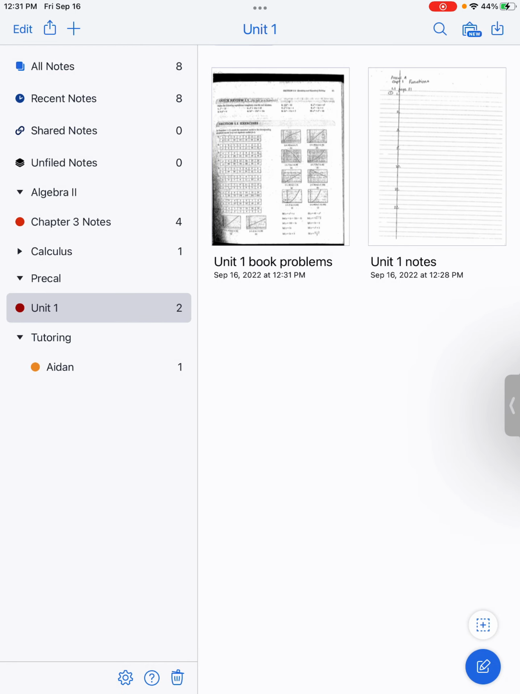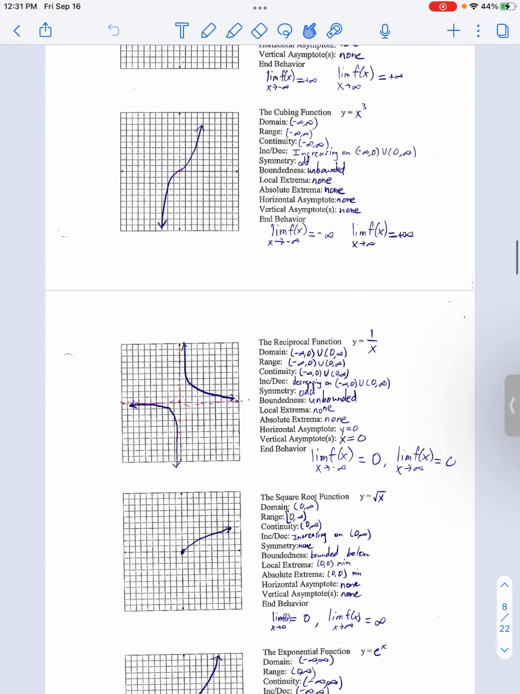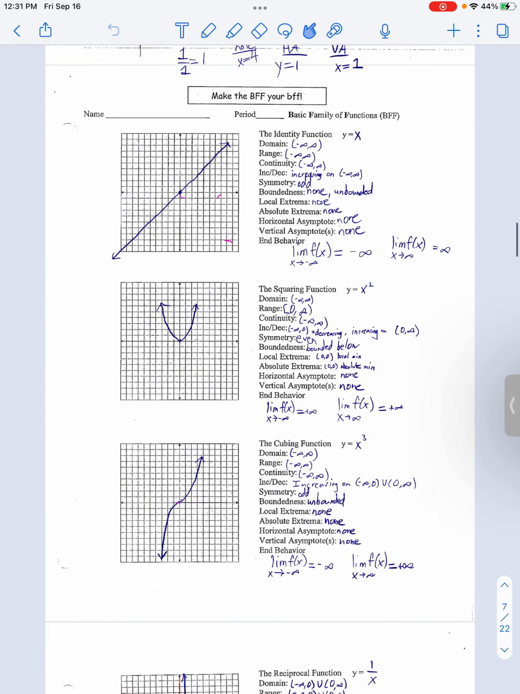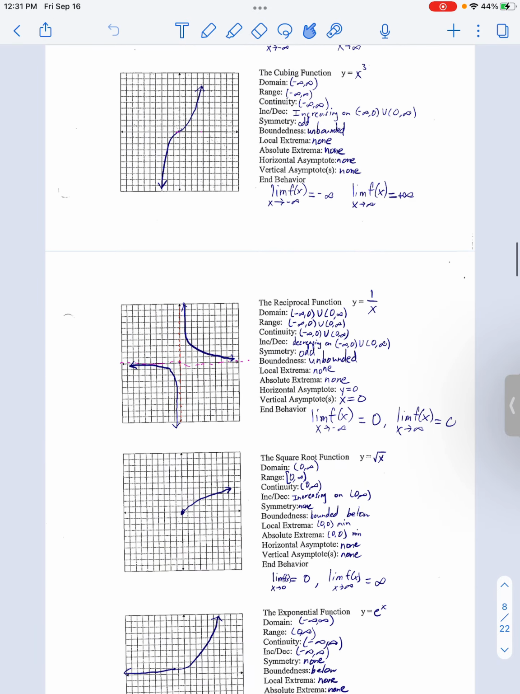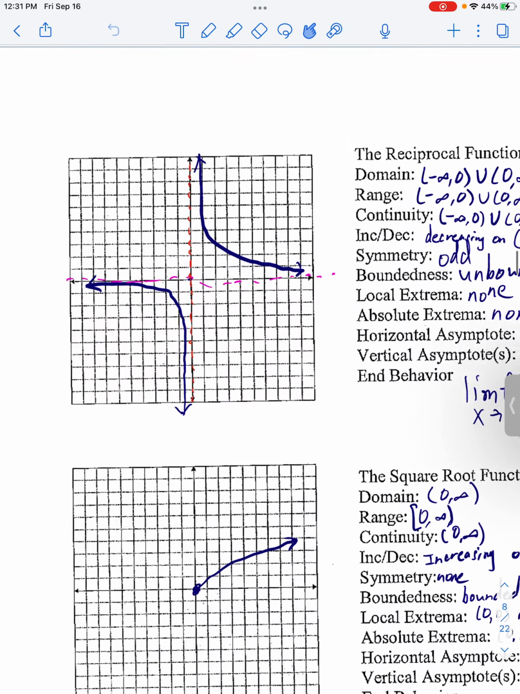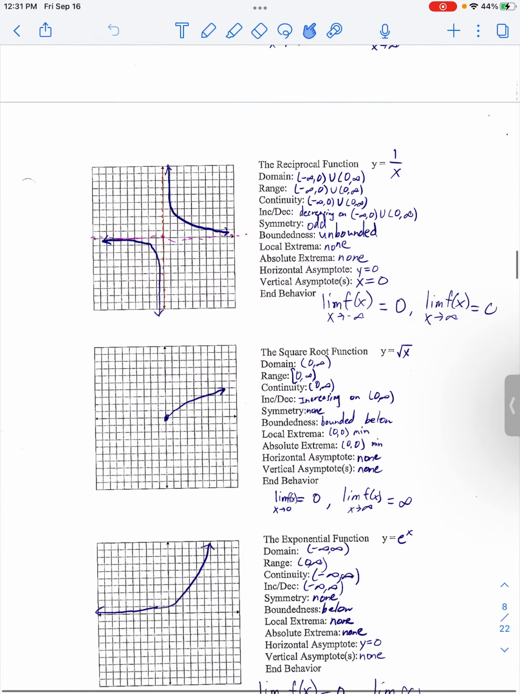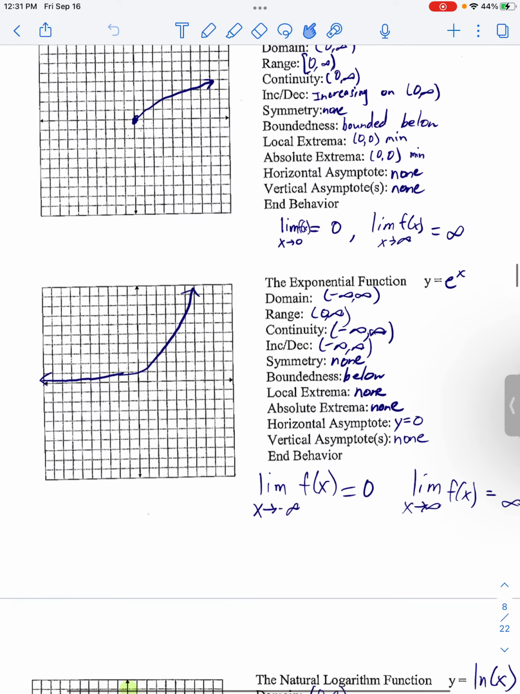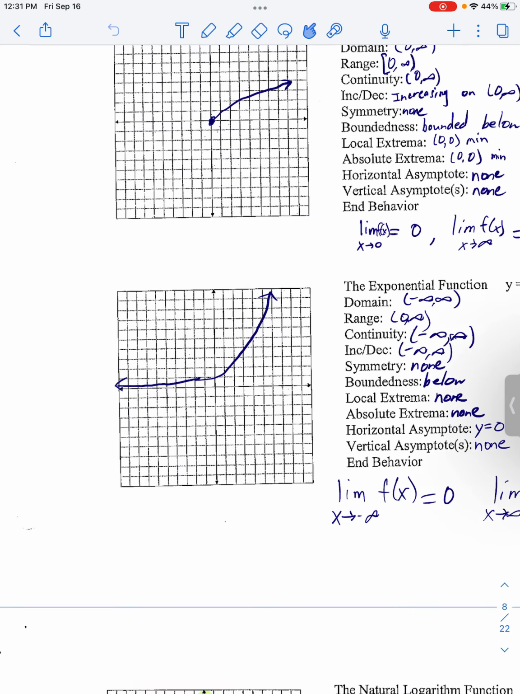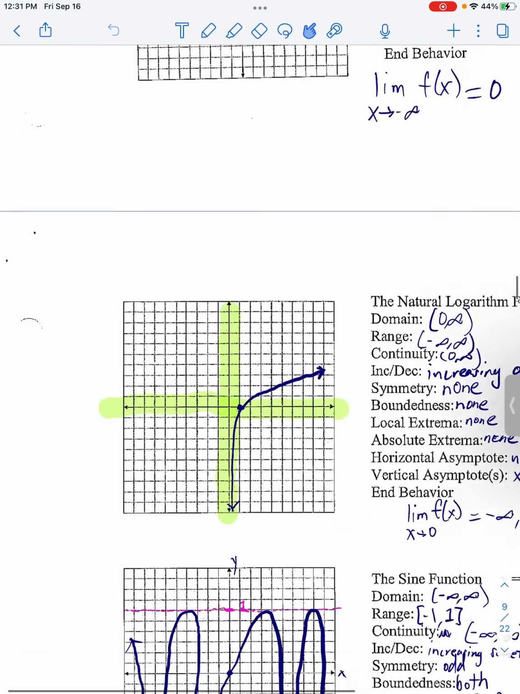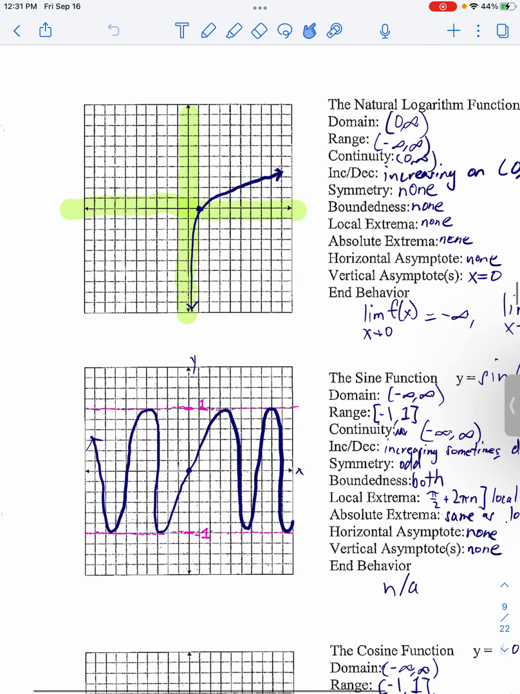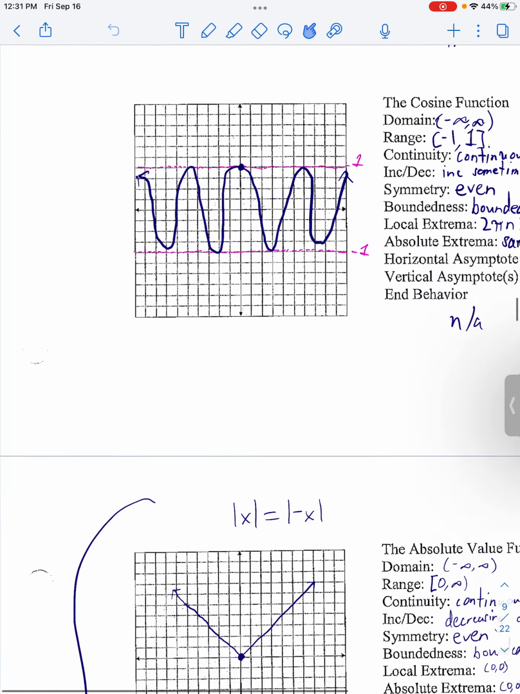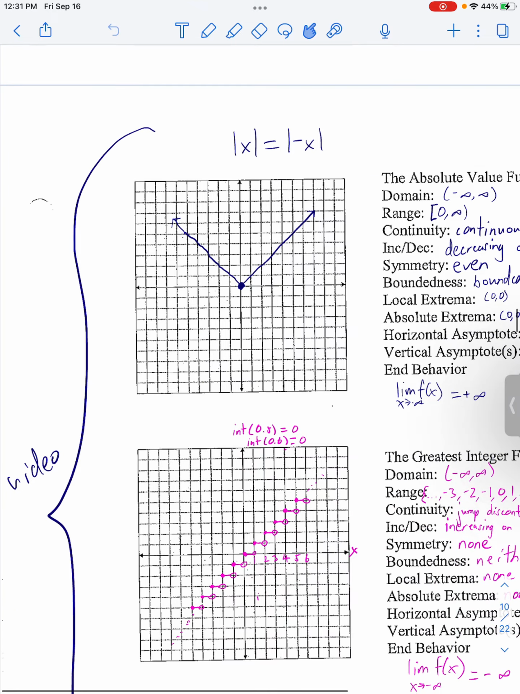Oh, sorry, I keep going to the wrong thing. Okay, no, never even touches the horizontal axis. The reciprocal function never does that, right? It has an asymptote there. Exponential never does that. It also has an asymptote at y equals 0. Natural logarithm function goes right through it, so that's not true. That crosses it a million times.